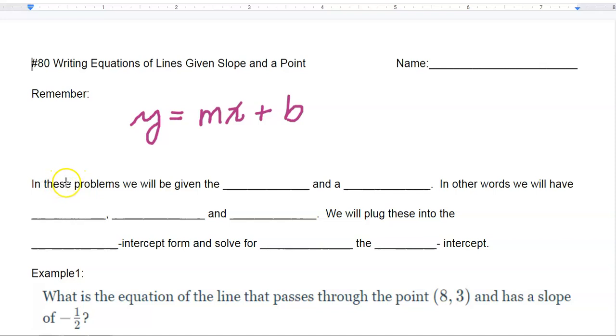Well, in the problems that we're going to talk about today, you're going to be given the slope of the line and a point.